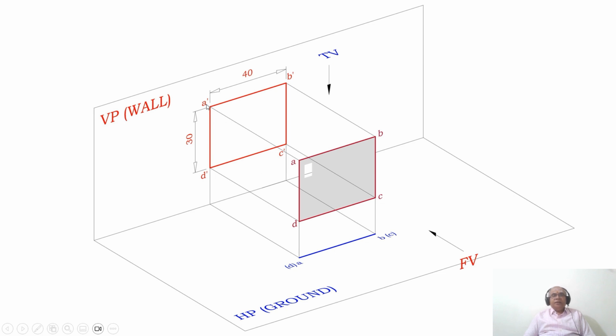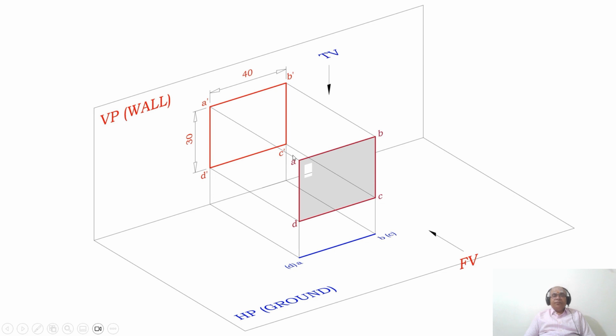So here, since he says the mirror is inclined to the wall, it means it is inclined to VP. If you want to make it inclined to VP, first I have to make it parallel to VP. That means the inclination of the mirror with respect to the wall will be 0 degrees. So how is it possible? Only by keeping the rectangle in the front view.